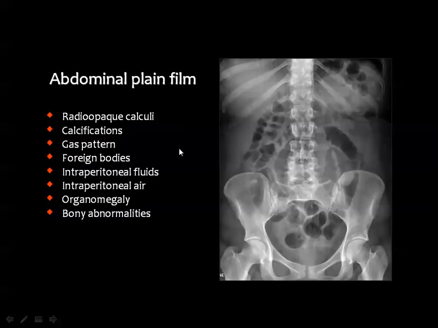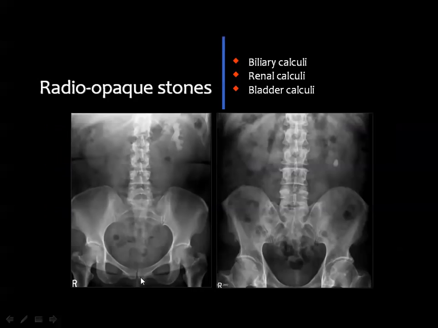Through the plain film of the abdomen, we can identify radiopaque calculi. We can also see calcification, and we can identify the gas pattern of the intestine. We can also see radiopaque foreign bodies, and sometimes we can assess the presence of intraperitoneal fluid. This is the role of ultrasound mainly. Then intraperitoneal air and the enlargement of some of the organs, especially the liver and the spleen. And finally, to look at the skeleton for any abnormality in the spine, the sacroiliac joints, and in the pelvic bones.